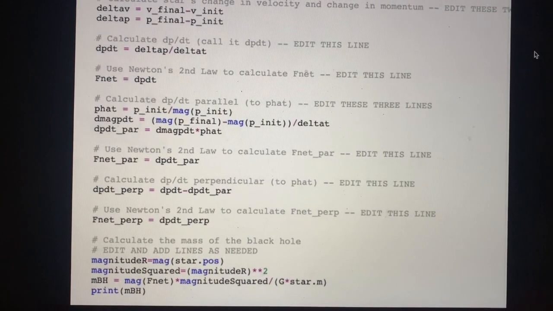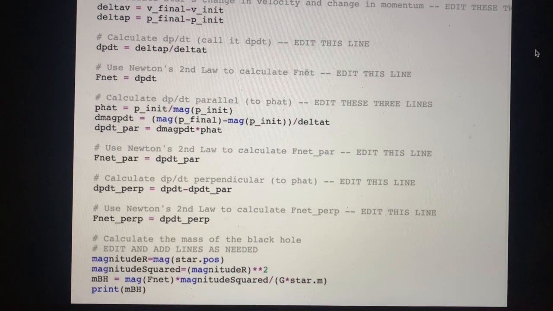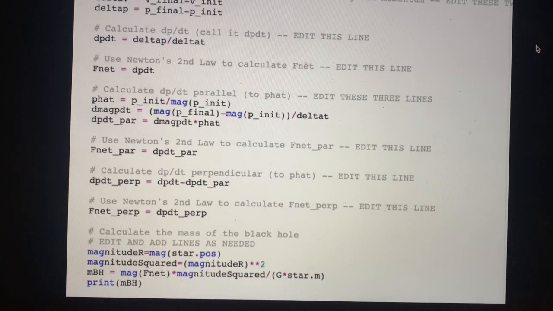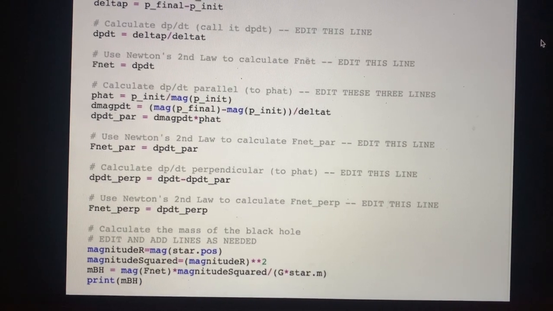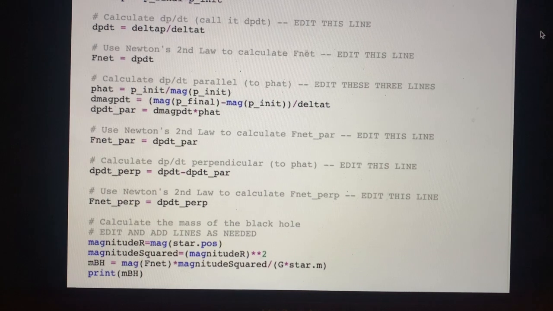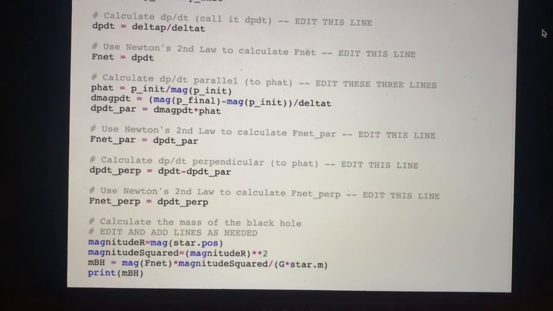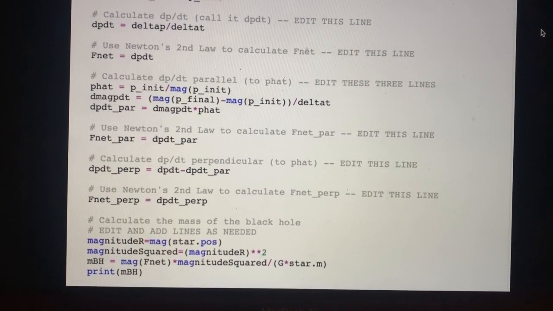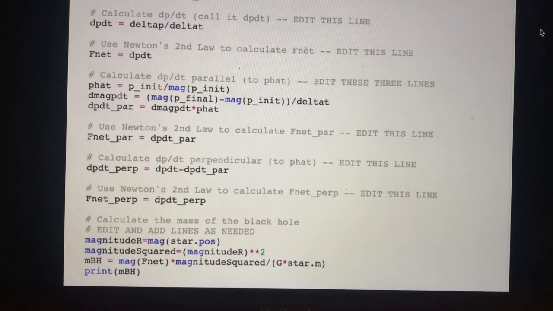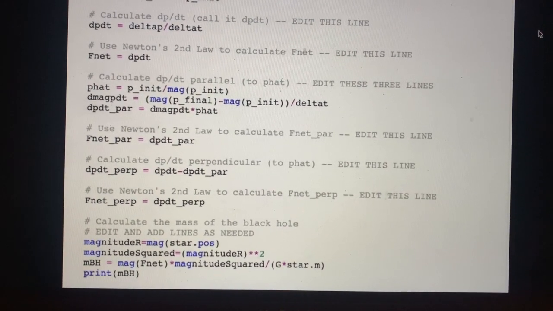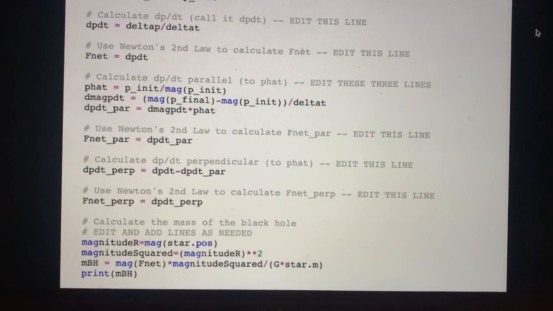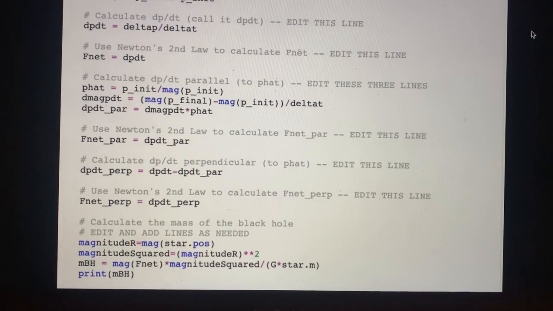In order to actually calculate the unknown mass of the black hole, it is important to calculate the distance between the star and the black hole. Since the black hole is located at the origin, this distance can be calculated by determining the magnitude of the star's position. As stated earlier, the mass of the black hole is equal to the magnitude of Fnet, which is composed of the parallel and perpendicular forces, times the magnitude of the distance between the two objects squared, divided by the gravitational force constant times the mass of the star.